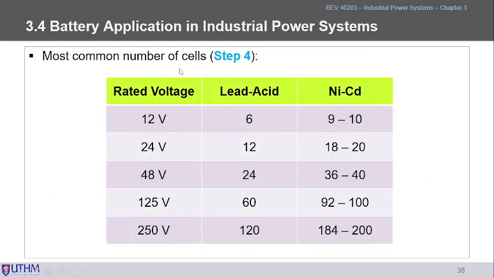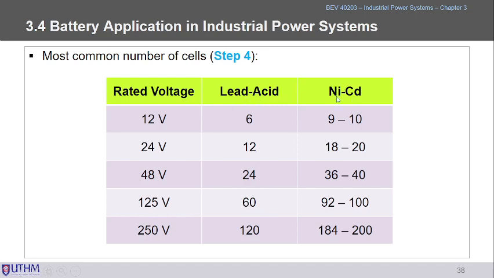And the most common number of cells that we can have in the market is normally this, the rated voltage. So from 12 volt, 24, 48, 125 and 250 volts, and this is DC volts. If you choose lead acid, we can have, let's say, 12 volt is 6 cells. Okay? So if we want a higher voltage, for example the UPS applications at 125 volts, we can seek 60 cells of the lead acid.